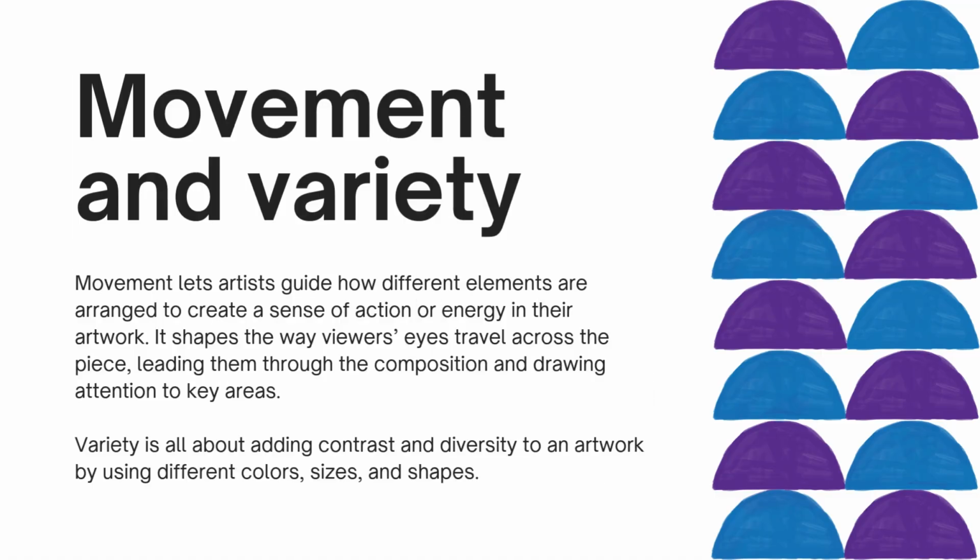Movement gives a sense of action and directs how the viewer's eyes travel across the artwork, while variety ensures it remains visually dynamic. Artists achieve movement by arranging elements in a way that leads the viewer's gaze, while variety adds contrast through diverse colors, shapes, and sizes to keep things engaging.